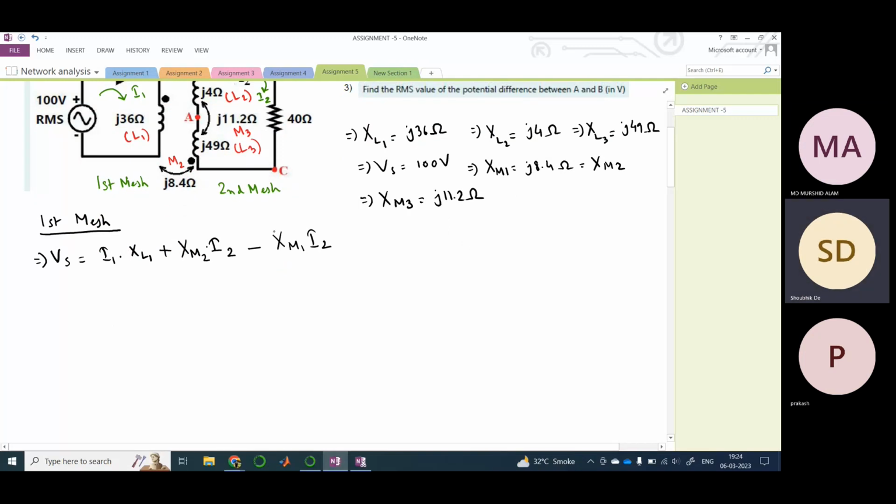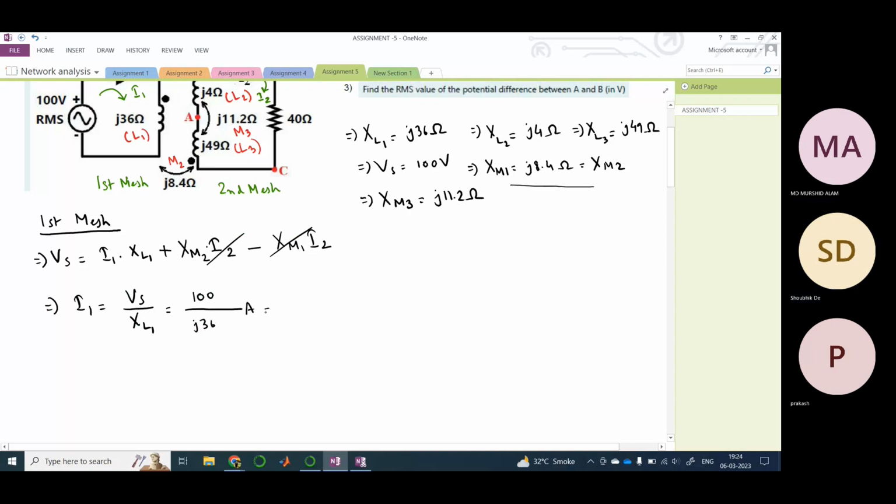So as you can see, these two terms will get cancelled, because Xm1 is equal to Xm2, right? We just saw here. So therefore this term will get cancelled. Therefore what would be I1? It would be nothing but Vs by XL1. So what is Vs? It is 100, and what is XL1? It is J36. So therefore this would be 25 by 9. Can you guys please tell me what is 25 by 9? Quickly calculate and then tell.